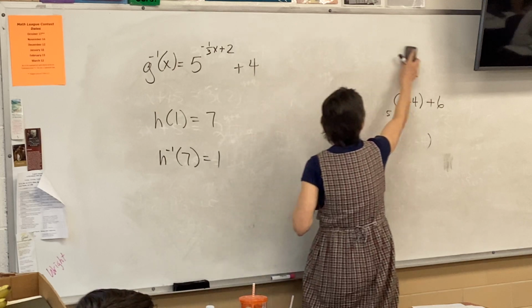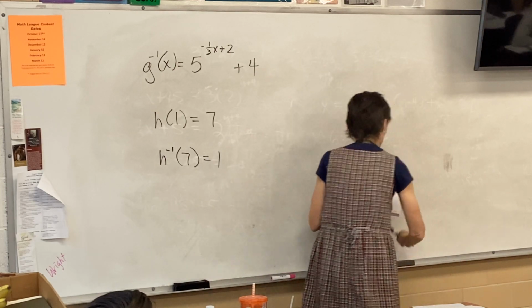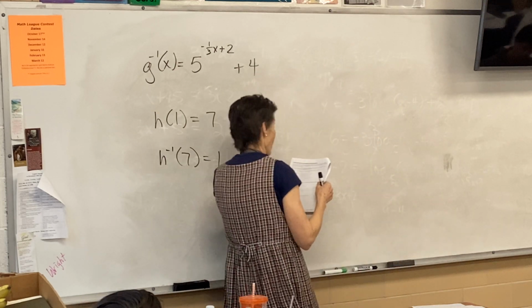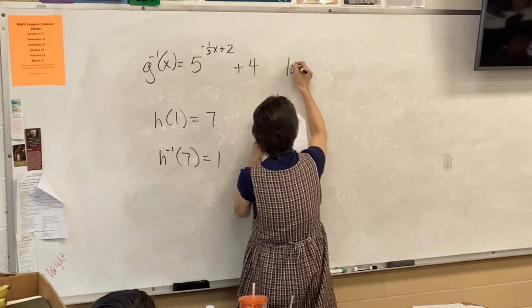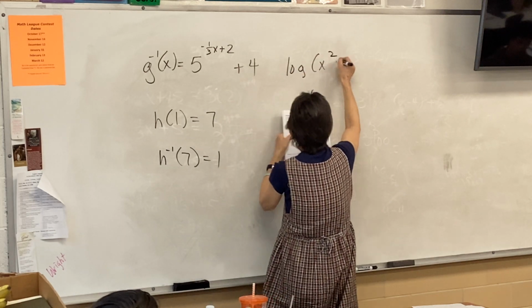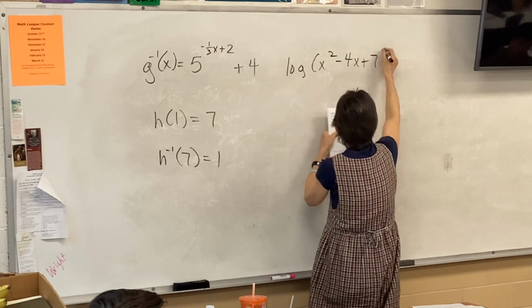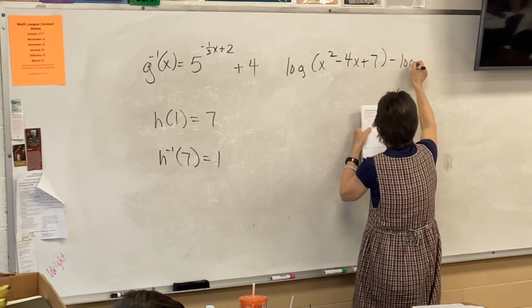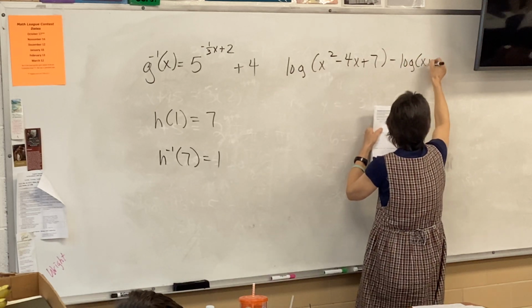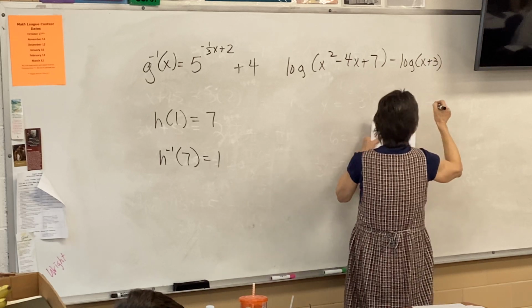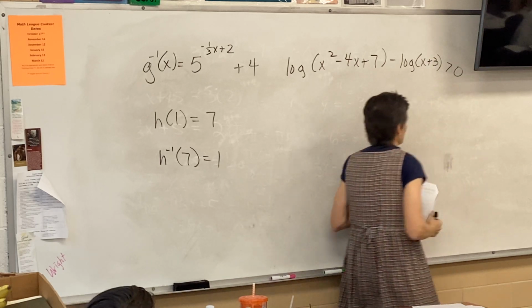All right, now we're going to solve some logarithmic inequalities. This is an inequality. We want the log of x squared minus 4x plus 7 minus the log of x plus 3 to be bigger than 0.